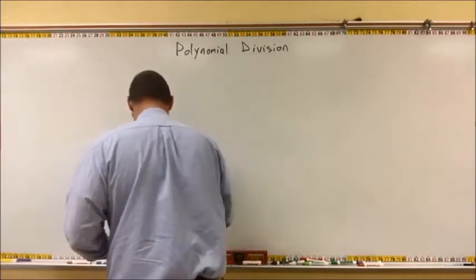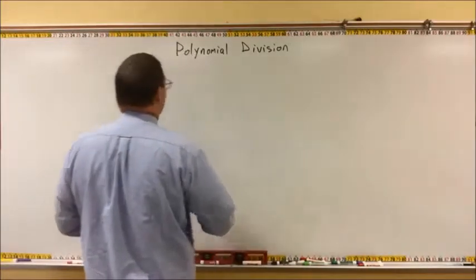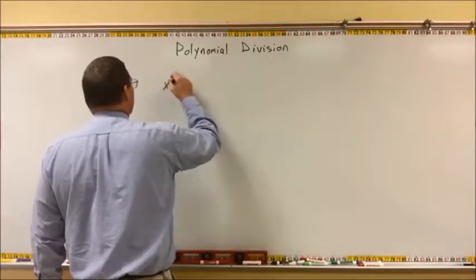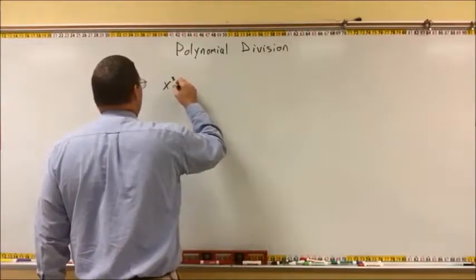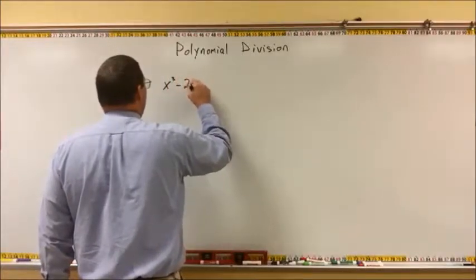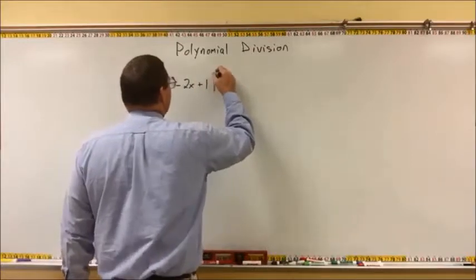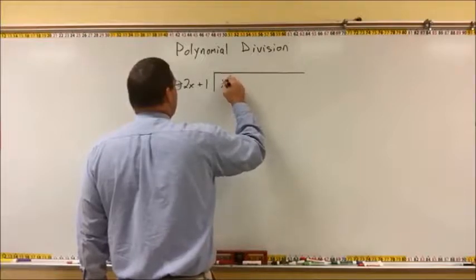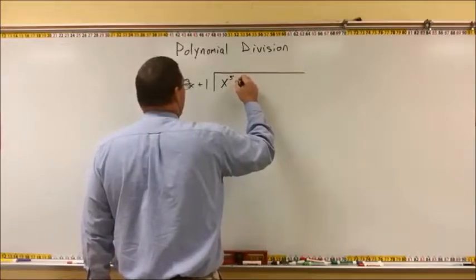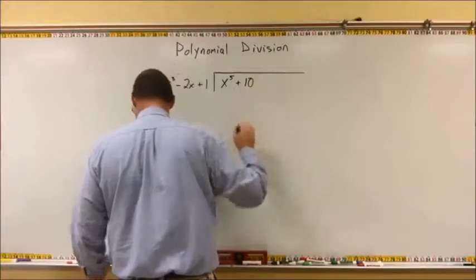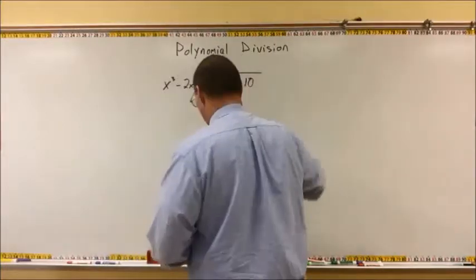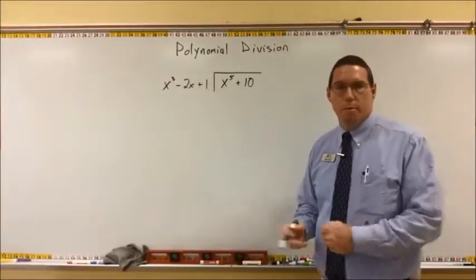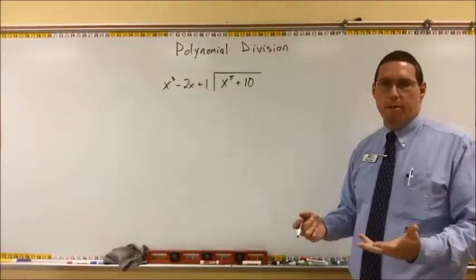All right. So let's divide x to the third power minus 2x plus 1. Let's divide that into something simple, x to the fifth plus 10, let's say. Okay, now you might think, oh, that looks kind of small. That's only 2 terms, and that's 3 terms. Yeah, but we can still do this. The procedure still basically works.